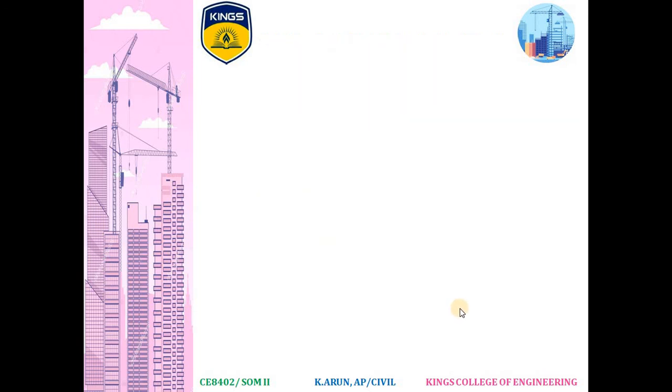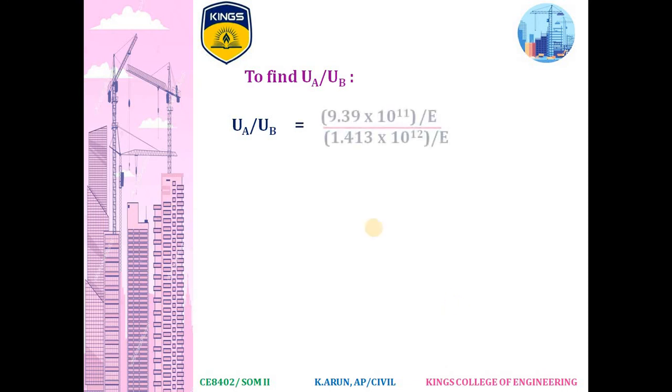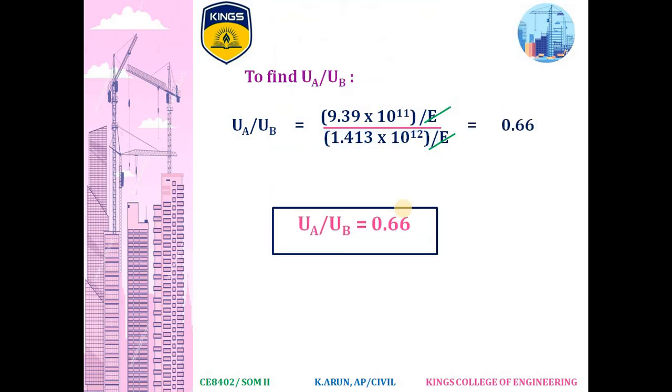So now we are going to compare the strain energy stored in bar A and bar B. The strain energy stored in bar A divided by the strain energy stored in bar B will be equal to 9.39 into 10 power 11 by E, and for the stress induced of 200 mega Newton per meter square, we have calculated 1.413 into 10 power 12 divided by E. On simplifying, we get the ratio as 0.66. So thus the ratio of the strain energy stored in bar A and bar B is equal to 0.66.